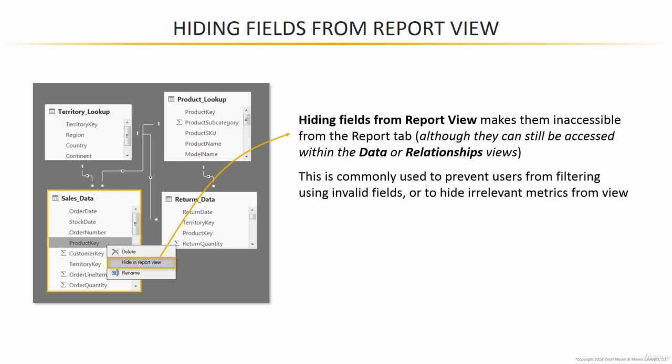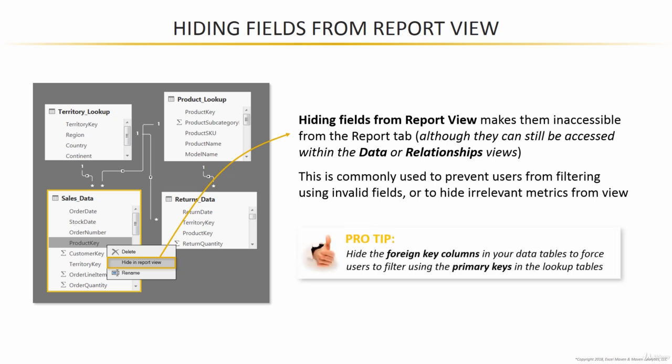And what that does is essentially make that field or table inaccessible from the report tab. It makes it invisible. So you can still access the data and see the information within the data or the relationships views, but end users in the report view will not be able to access those fields. So this is a really common way to prevent users from accidentally filtering using invalid fields, like a foreign key from a data table instead of a primary key from a lookup.